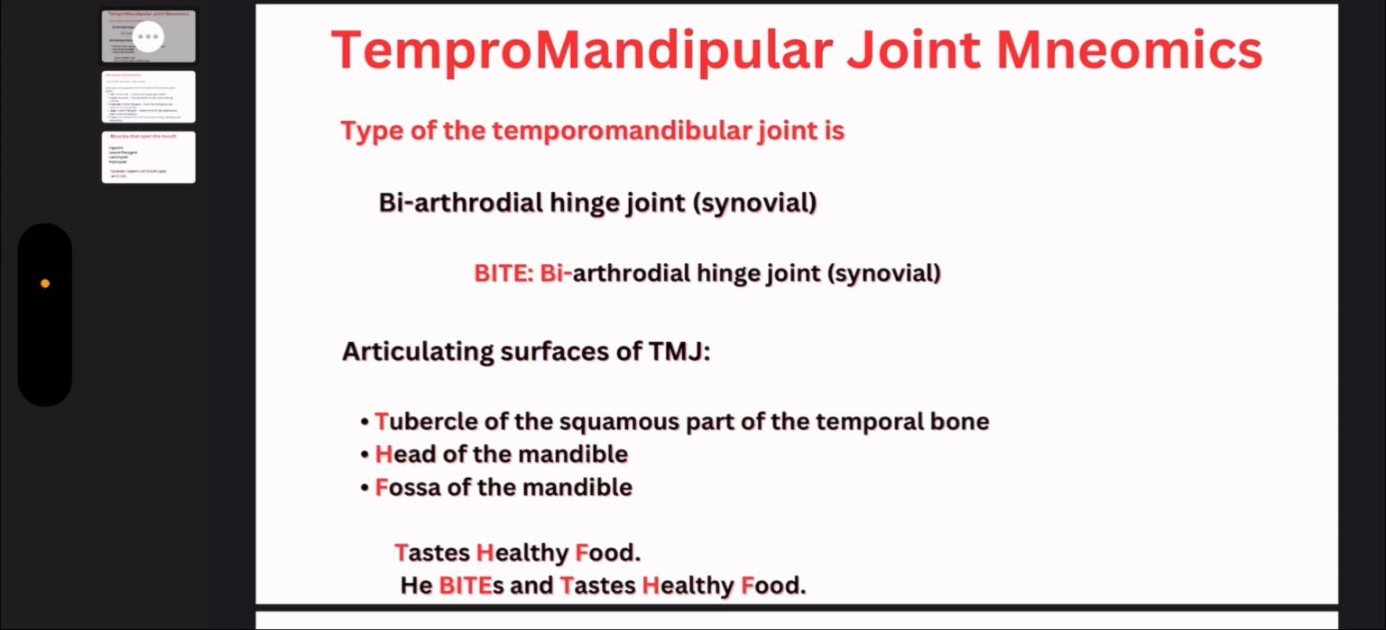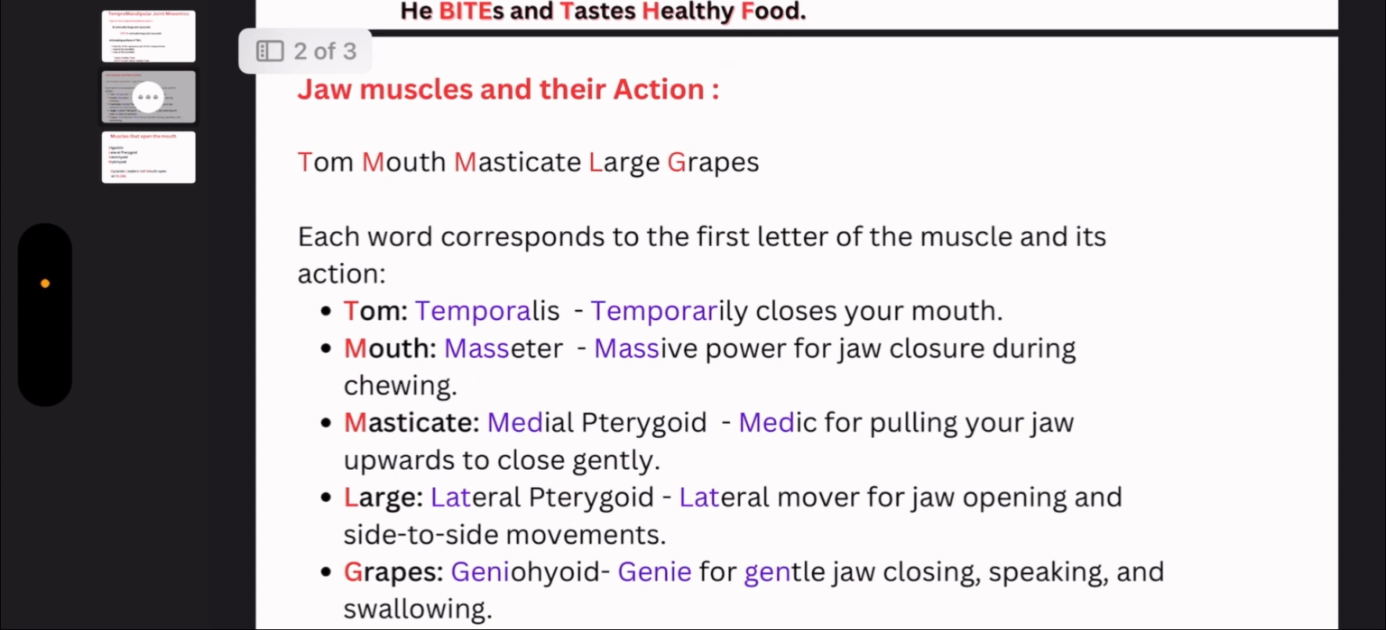The T in taste is for the tubercle of the squamous part of the temporal bone. The H in healthy is for the head of the mandible. And the F in food can remind you of the fossa of the mandible. It does make sense because you bite and taste healthy food. By remembering he bites and tastes healthy food, you can remember the two points: the type of the temporomandibular joint is biarthrodial in the word bite, and you can remember the articulating surfaces by remembering taste healthy food.